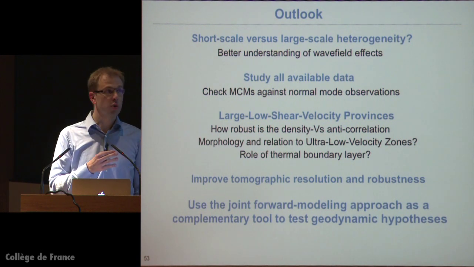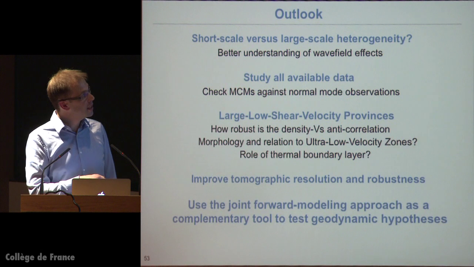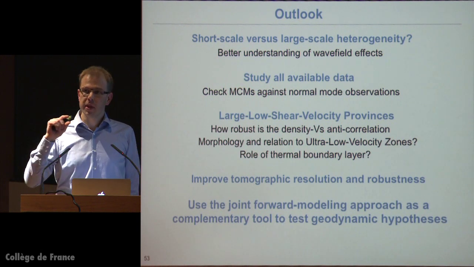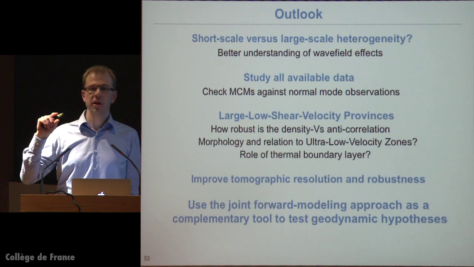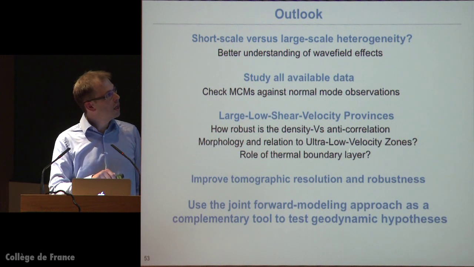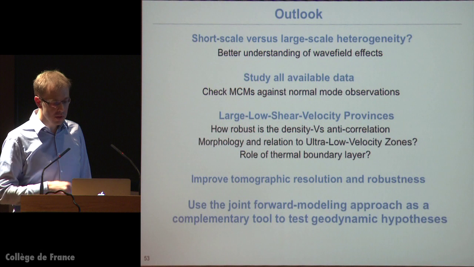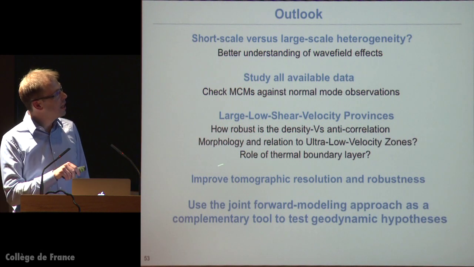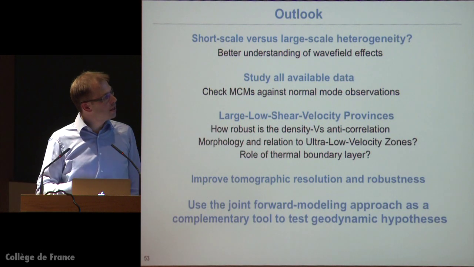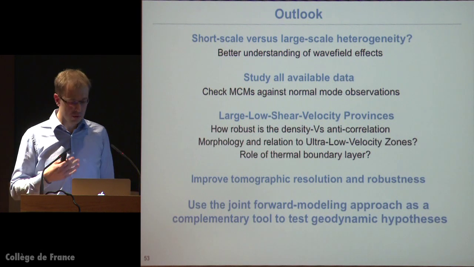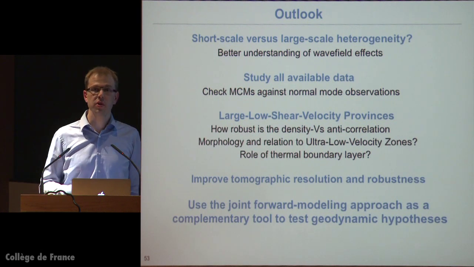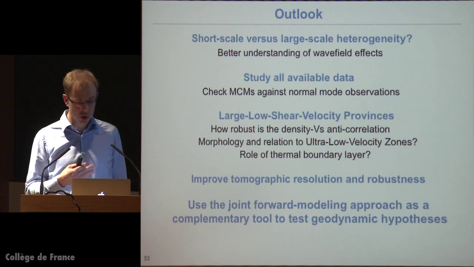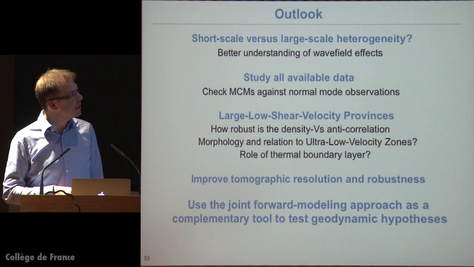So what about short scale and high frequency data, let's say? And what is the role of the thermal boundary layer? In our models, we cannot say much about the lower 150 kilometers. So there we have to use other techniques to study this lowermost layer, I would say. In general, we need an improvement in the tomographic resolution and robustness, and the tomographic community made great progress lately in this direction with adjoint tomography and probabilistic tomography.